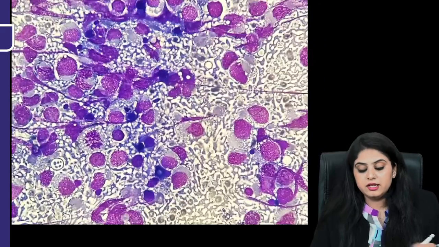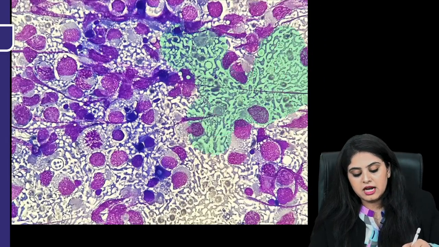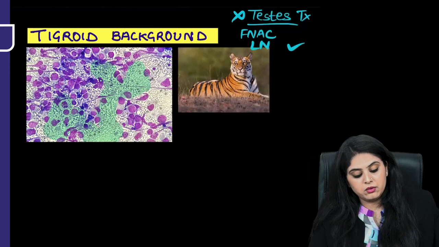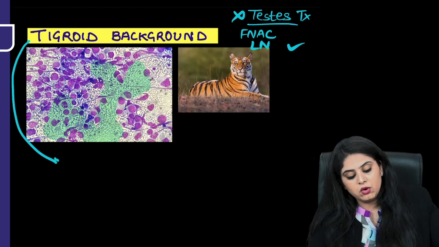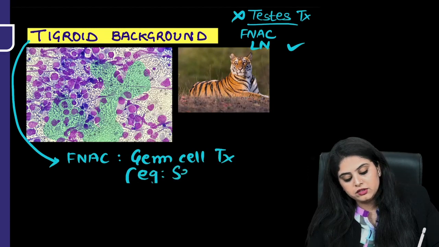Cells were seen okay, but my concern over here is look at the background. The background is dark and light like tiger stripes. Tigroid background. Remember, tigroid background on FNAC is going to be indicative of some kind of a germ cell tumor. Most likely, it is a case of seminoma. Most likely, the germ cell tumor is seminoma.